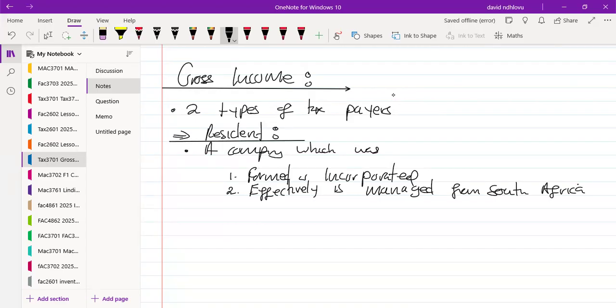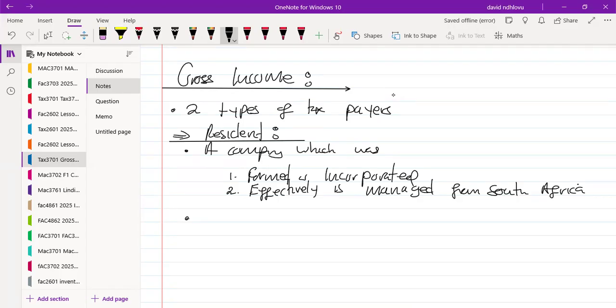So when you say effectively managed from South Africa, you may find that a company could have been formulated in the United Kingdom, but we are saying that the key management personnel of that entity are domiciled in South Africa. Board meetings are held in South Africa. The major decisions of the company are actually decided here in South Africa. So therefore, even though the company was not formed here, but we are saying effective management of that entity is found in South Africa, it will be also determined as a resident of South Africa.